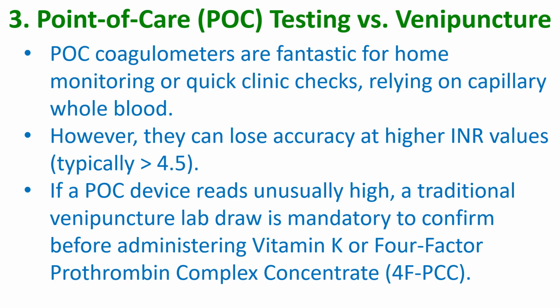Point-of-care testing versus venipuncture. Point-of-care coagulometers are fantastic for home monitoring or quick clinic checks, relying on capillary whole blood. However, they can lose accuracy at higher INR values, typically more than 4.5. If a point-of-care device reads unusually high, a traditional venipuncture lab draw is mandatory to confirm before administering vitamin K or 4-factor prothrombin complex concentrate.